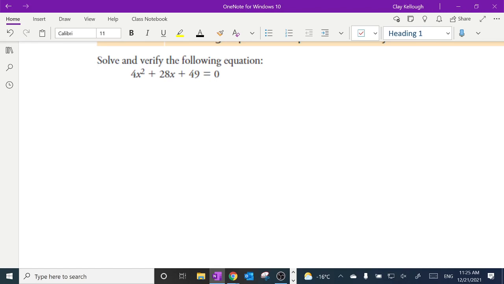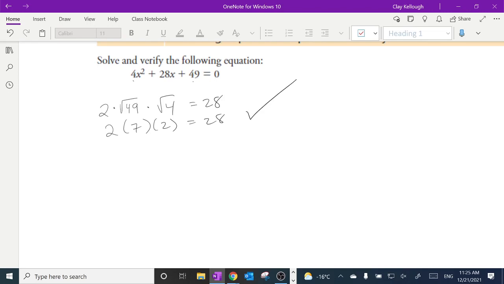How do I check? Look back at your notes. How do you tell it's a perfect square trinomial? What would have to be true about the number 28? The square root of the 49 times the square root of the 4, those two numbers, doubled, has to equal 28 for this to be a perfect square trinomial. Is that a true statement? Is 2 times 7 times 2 equal to 28? Yes. Therefore, we have a perfect square trinomial.